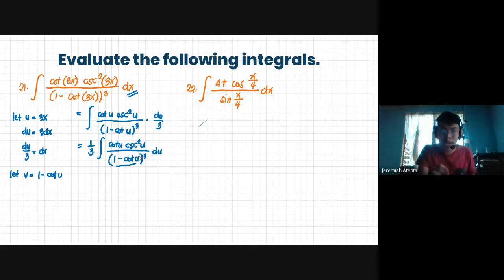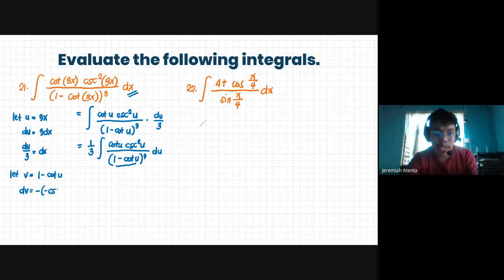So you will find ways on how to simplify the given integral. Okay? So I will let v be equal to 1 minus cotangent u. So it will follow that dv, or the derivative of v, is equal to negative of the derivative of cotangent u, which is negative cosecant squared u.